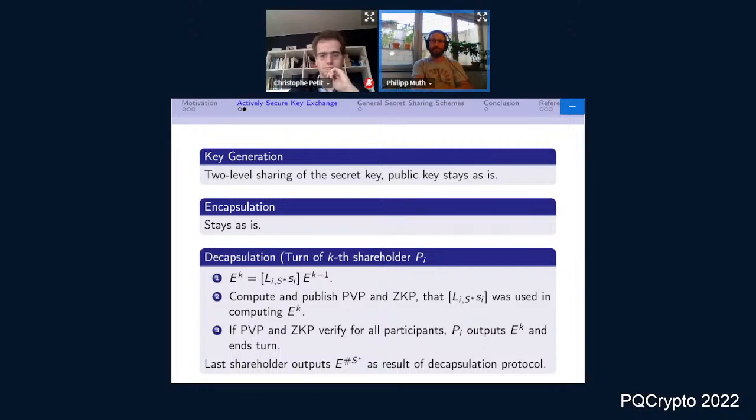But in our protocol, he now proves that, for that, he samples a pair from the set E that is also connected by his secret multiplied with the Lagrange coefficient. He then proves that the pair EK minus 1 and EK are connected by the same element as the sampled pair, and that he has knowledge of the connecting secret.